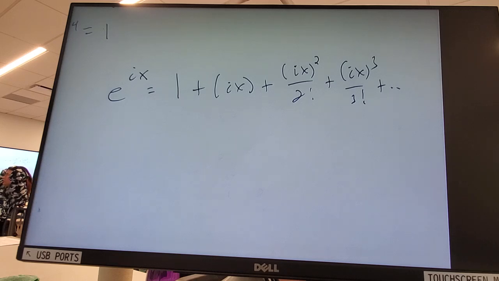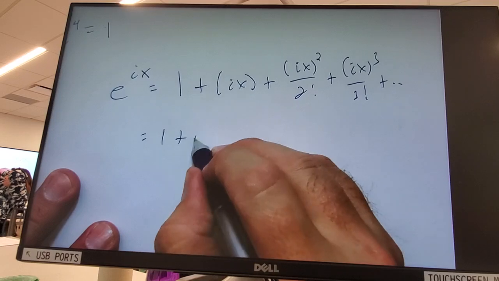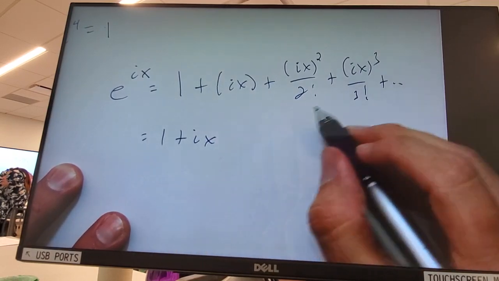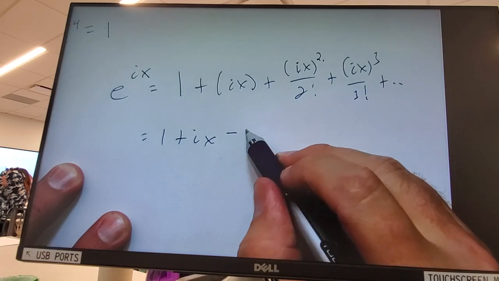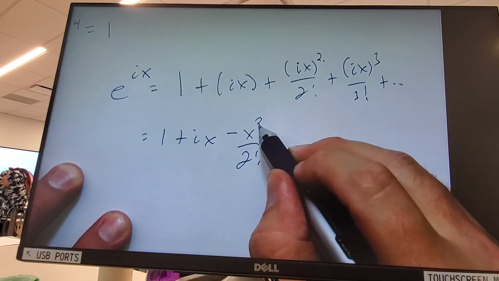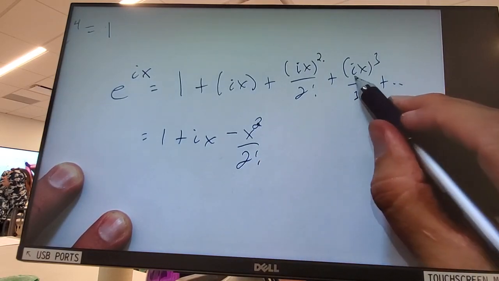ix is ix. What is (ix) squared? i squared is negative 1. x squared is x squared. What is i cubed?